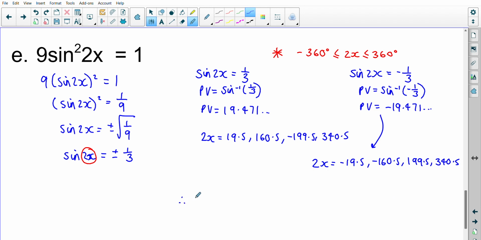Then, altogether, I've got to divide everything through by 2, because I want x. So divide them all by 2, make sure you've not rounded too much, and I'm going to write these in order, so these should be your solutions.